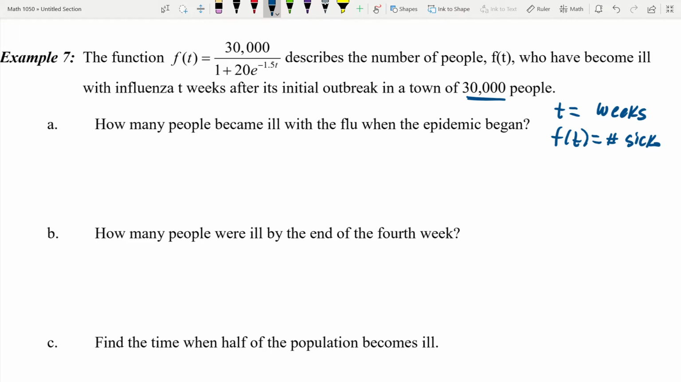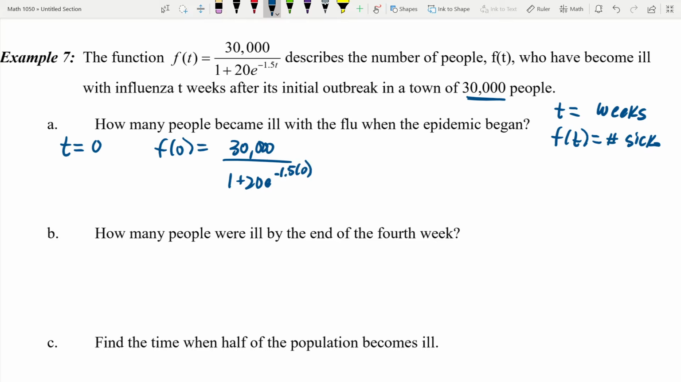How many people become sick with the flu when the epidemic begins? Now, this one's not as straightforward on this question. You can't just look at it and know, okay? When the epidemic begins, the value of t is what? Can anybody tell me? It is 0. No time has passed. So I want everybody to go f of 0 is equal to 30,000 over 1 plus 20 e to the negative 0.15 times 0.